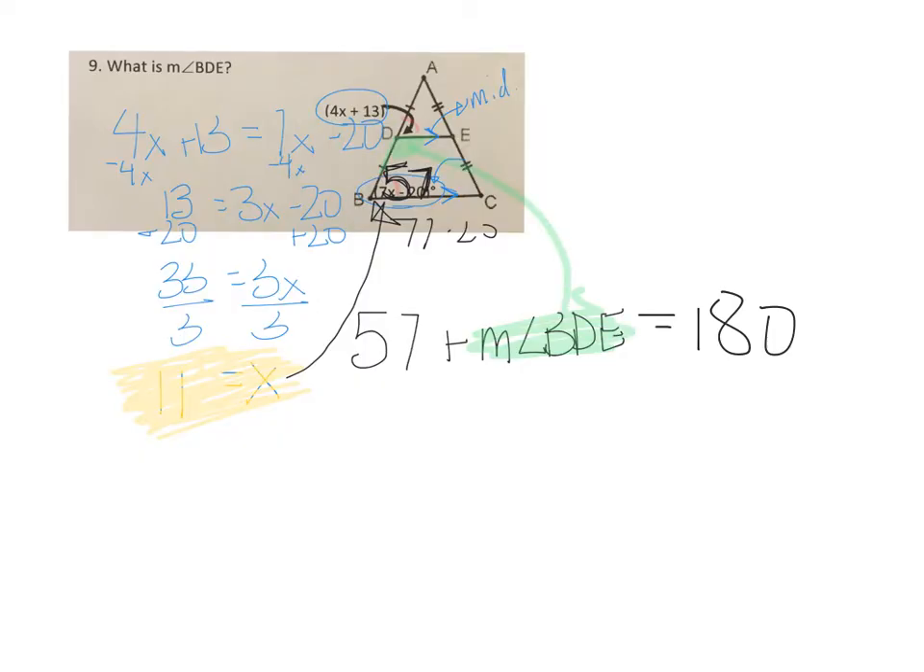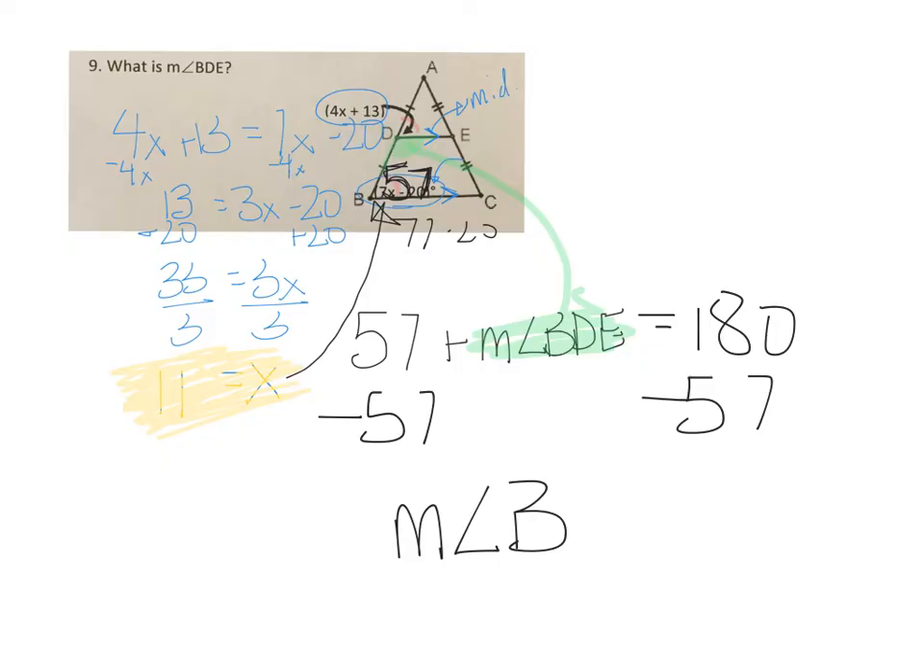So if these two angles add up to 180, then it's a quick subtracting of 57 from both sides. And I get that the measure of angle BDE is 123 degrees. And that's how you do this problem.